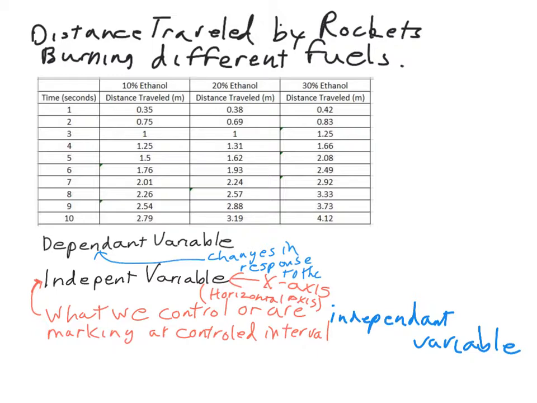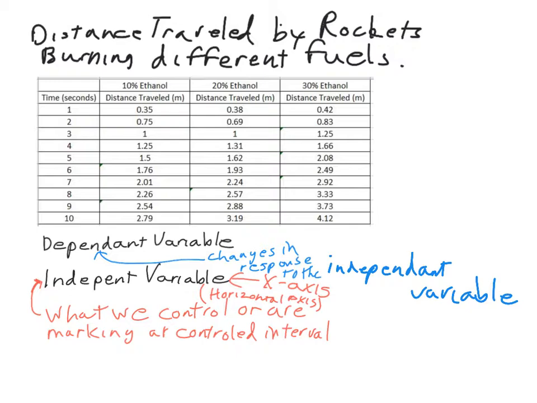What we don't control is the distance the rocket travels during that time. That makes it our dependent variable, because the distance the rocket has traveled depends on how long the rocket's been traveling. Do you see what I'm saying? The longer the time goes, the longer the rocket's going to have traveled. Since the distance traveled depends on what time we're measuring at, it's considered the dependent variable, because it changes in response to what we're measuring, the independent variable.